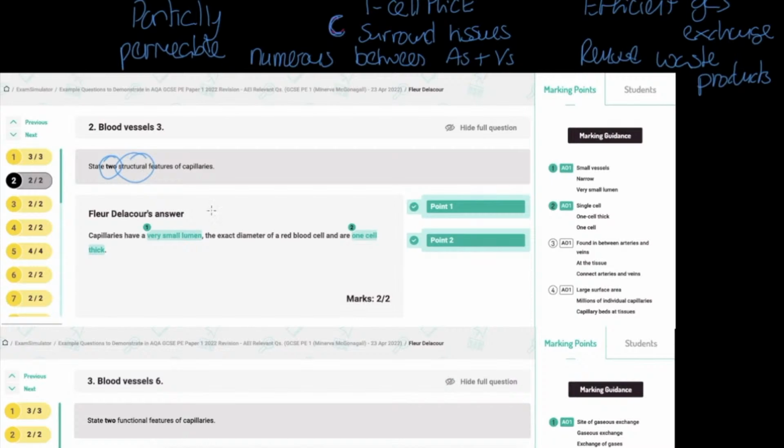So what do we say about capillaries? They've got a small lumen. They're tiny. They're really, really small. And they're 1 cell thick. Okay, so the diameter of a red blood cell, and they're 1 cell thick. Notice we could have got between the arteries. And this is a nice point. I didn't actually put this over here. We've also got a large surface area. Okay, large surface area. So all those points nice and relevant.